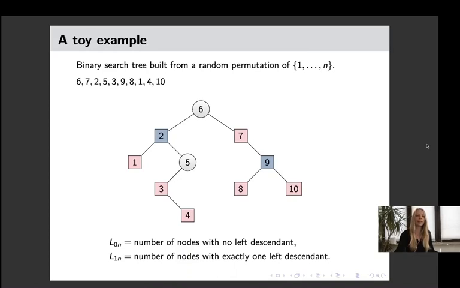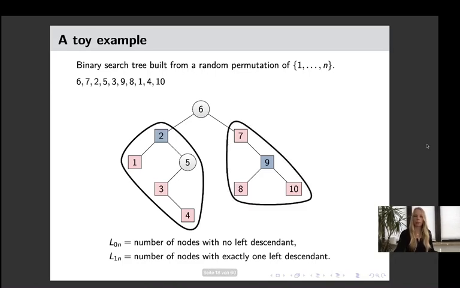So the idea now is that these two quantities can be decomposed recursively in a very natural way, because to count the number of such nodes, we can just count the number of such nodes in the left subtree of the root, then count the number of such nodes in the right subtree of the root, and eventually add 1 if the root itself has the given property.